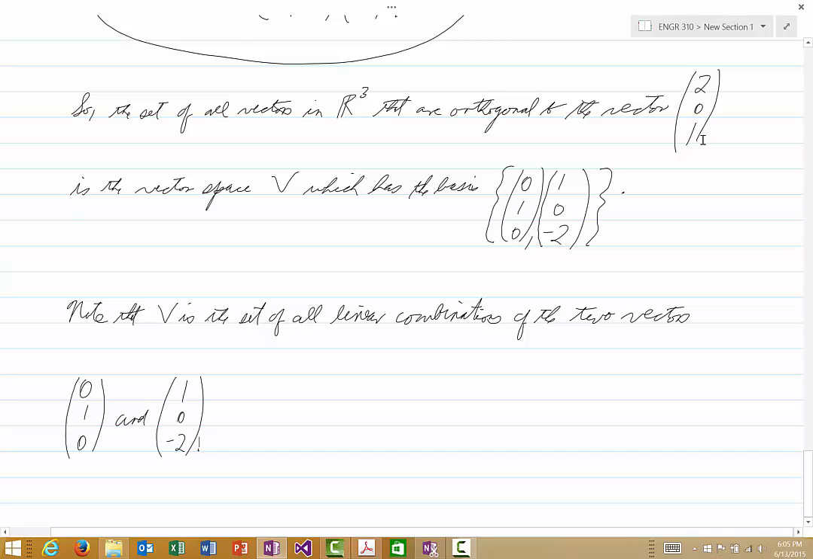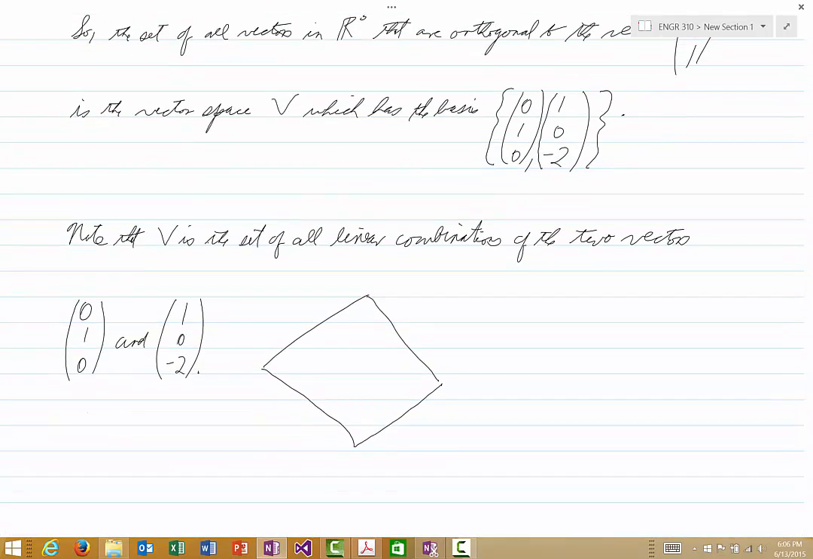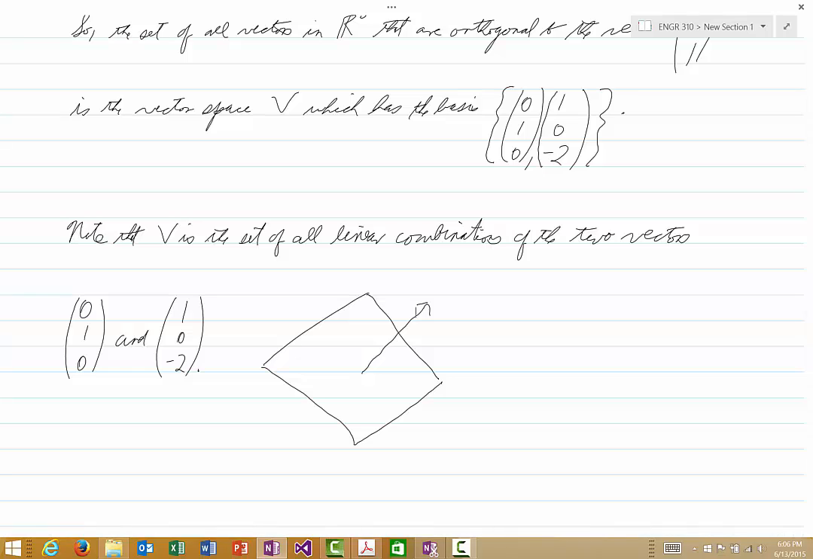So for instance, in a rough sort of way, we have some plane in R3. Now, of course, this is not a real accurate depiction of a plane because a plane is infinite. It doesn't have boundaries. But I hope that at least this suggests the idea. So there's the plane, and here is the vector (2, 0, 1). That vector is perpendicular to the plane. The plane is V, and (2, 0, 1) is perpendicular to the plane. So that's the idea of this problem.